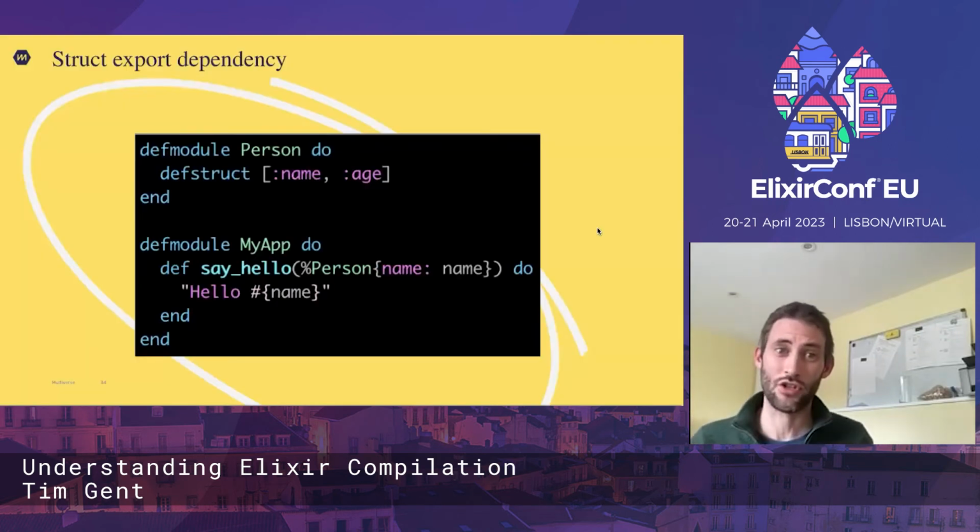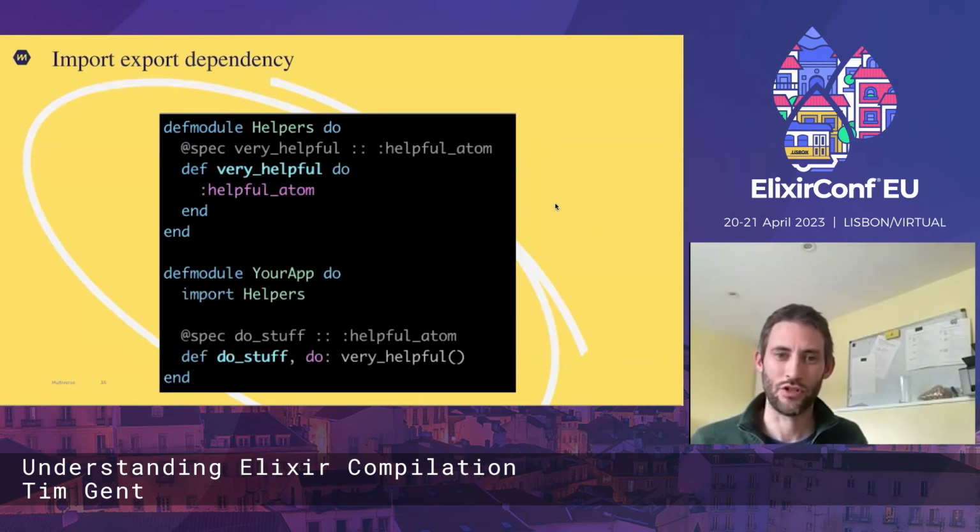So there are two ways that you can get an export dependency. One is if you have a dependency on a struct. Here you can see my app cares about this person struct, so my app has an export dependency on person. And the other type is when you use an import. Here your app imports helpers, and that means that your app again has an export dependency on helpers. So again, as a refresher, when you have an export dependency of either type, any change in that module API will cause the other file to also be recompiled.